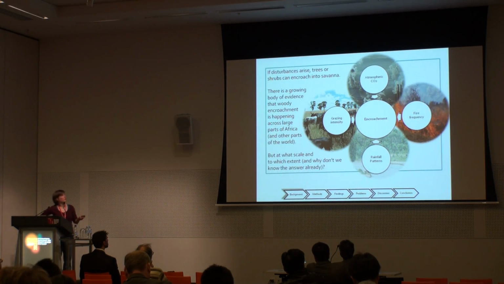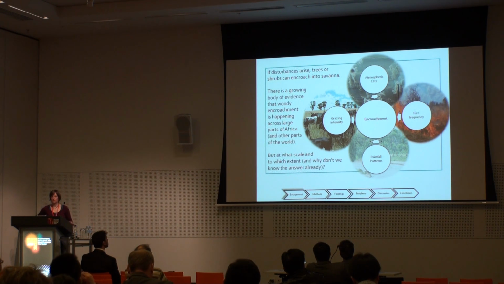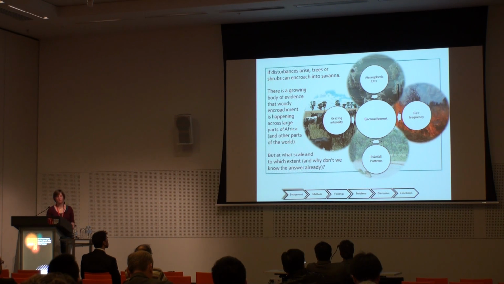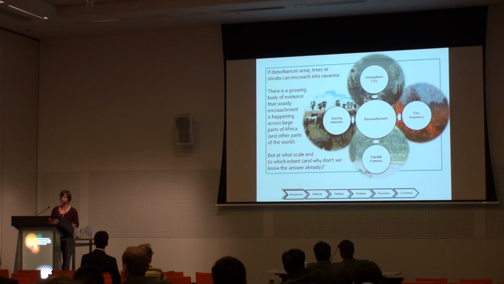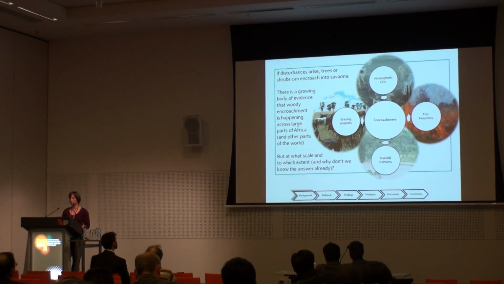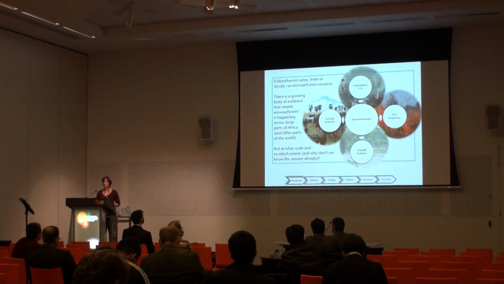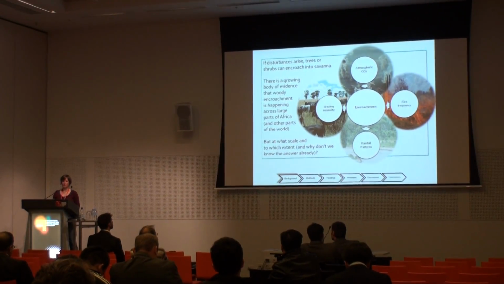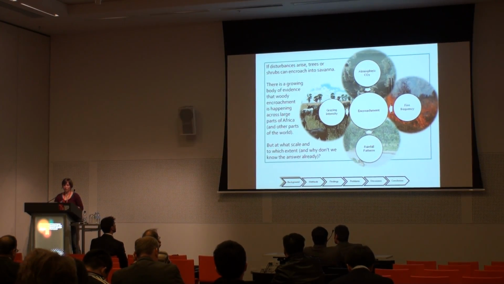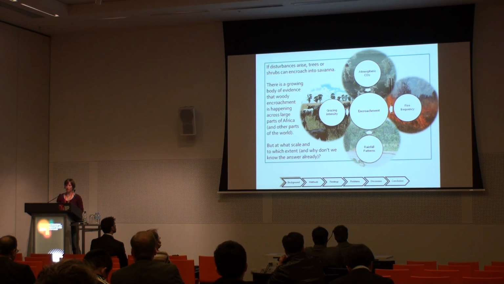With these mosaics, if disturbances arise, the trees or shrubs can encroach into the savannas or vice versa, because they're in continuous flux. But over the last decades, there's been a growing body of evidence of woody encroachment, so encroachment of forest into the savanna, happening across large parts of Africa and also in other parts of the world, but we were just focusing our research on Africa. The problem is that no one has really collated all the reports, so we don't know at what scale and to which extent or magnitude this is happening.